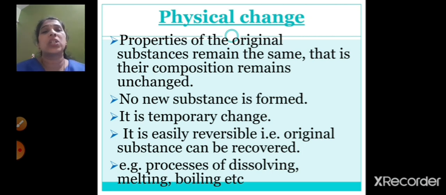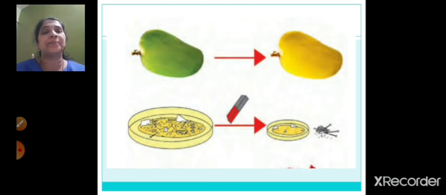That means original substance can be recovered. So what are the examples? Processes of dissolving, melting, boiling, etc. Next, you can see here, children, this is the image.